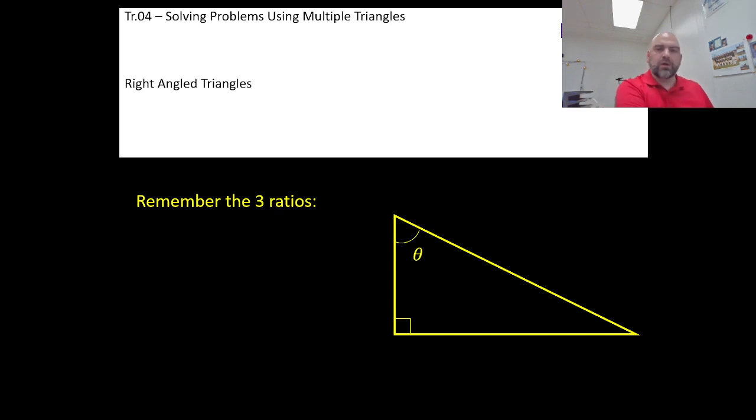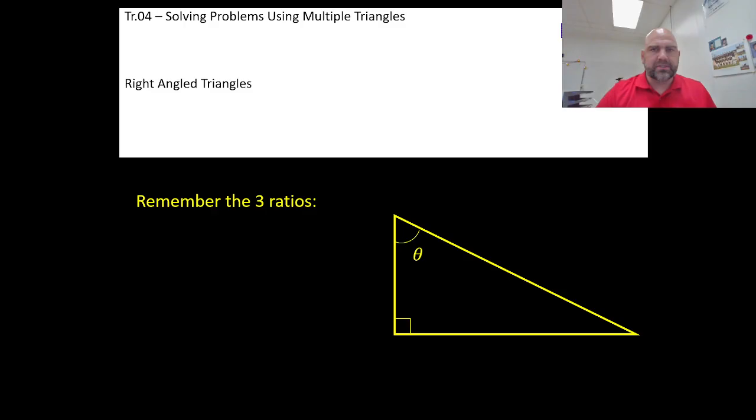We're going to be taking a look at how to use multiple triangles in order to solve problems involving right angle triangles, and using them to come up with one side to figure out a second side. I just want to do a little bit of review of what we need when we talk about right angle triangles. We're looking at those basics of right angle triangles right now.